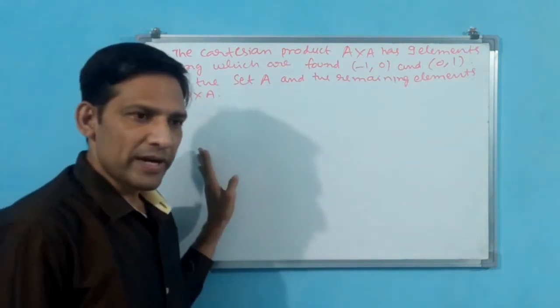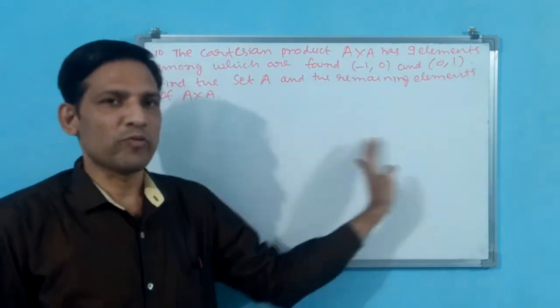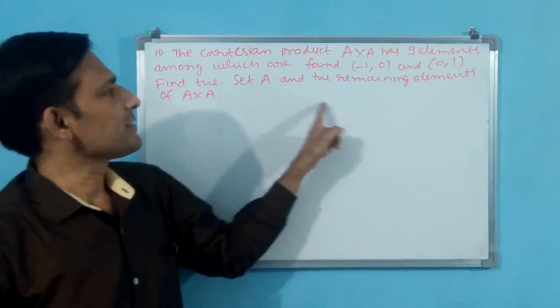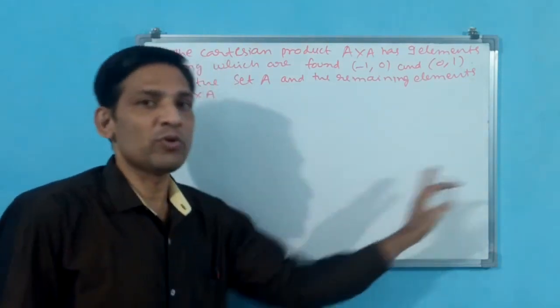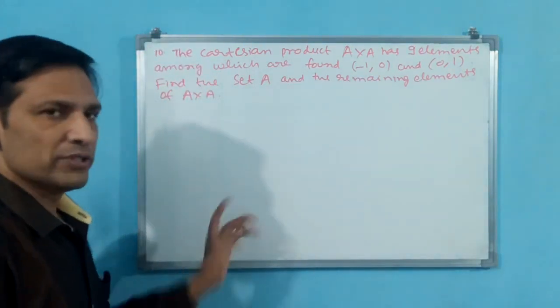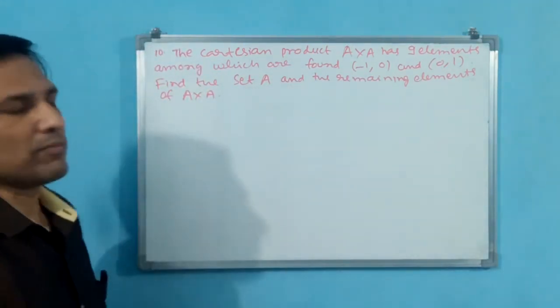That means we have to find the elements. Set A means the elements we have to find, and write the set. And the remaining elements of A cross A. See, 2 he has given, remaining 7 also we have to write. Okay, how to proceed, you see. First you analyze this problem.